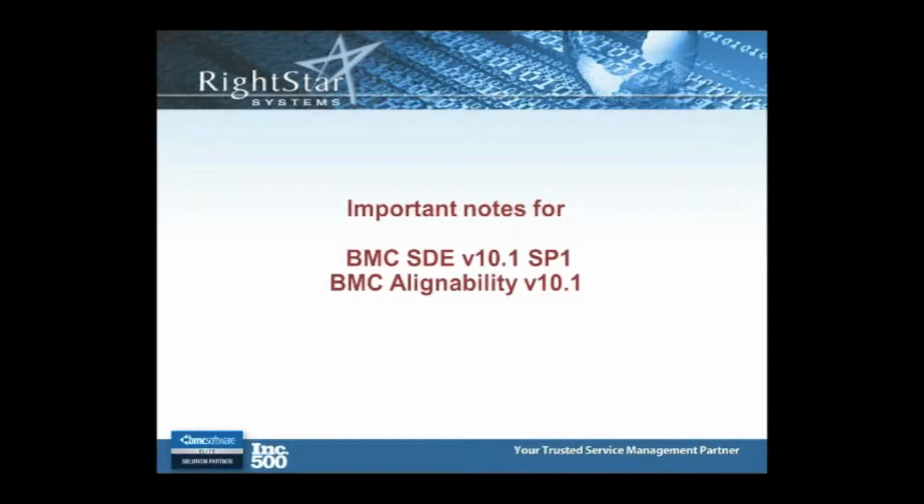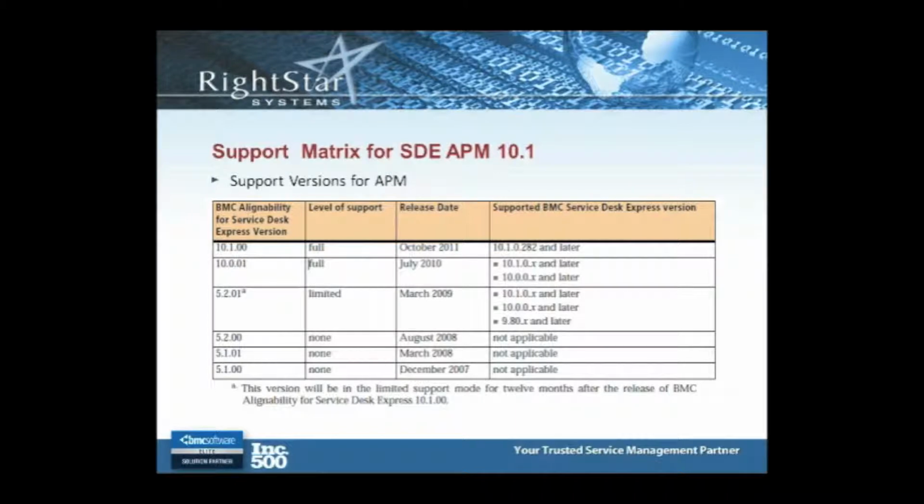Okay, so some additional notes in regards to upgrading your alignability implementations. One here is a support version matrix that you all should be aware of. So technically, your alignability process model versions 5.2 and lower are no longer supported. Now, when you get into 5.201 and above, so 10, 10.1, these are obviously all supported versions, and you can see the versions of Service Desk Express there are.